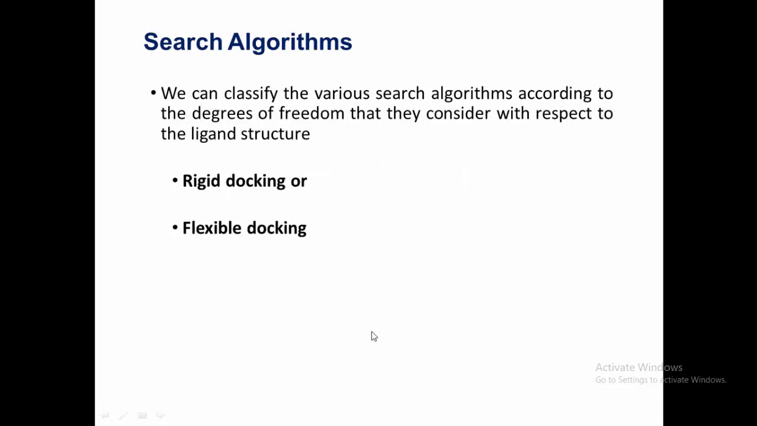We can classify the various search algorithms according to the degrees of freedom that they may consider with respect to their ligand structure. So according to search algorithm, we have two types of molecular docking: rigid docking or flexible docking. From the name I can understand that in rigid docking we do not consider flexibility of the compound, and here we take flexibility into consideration.